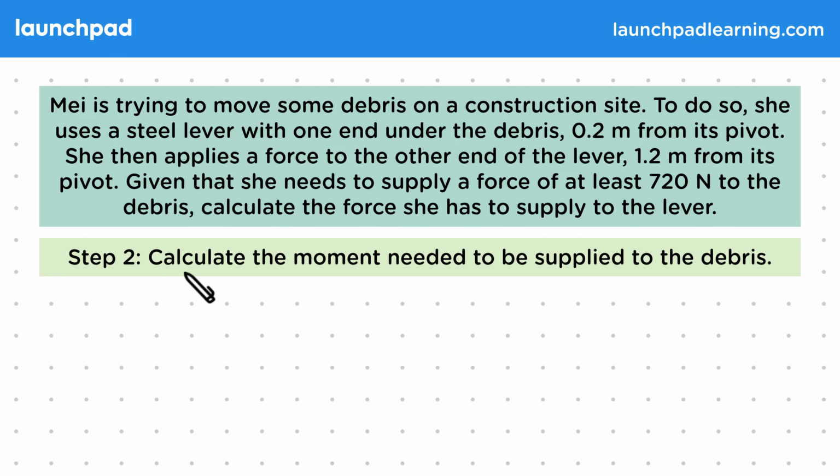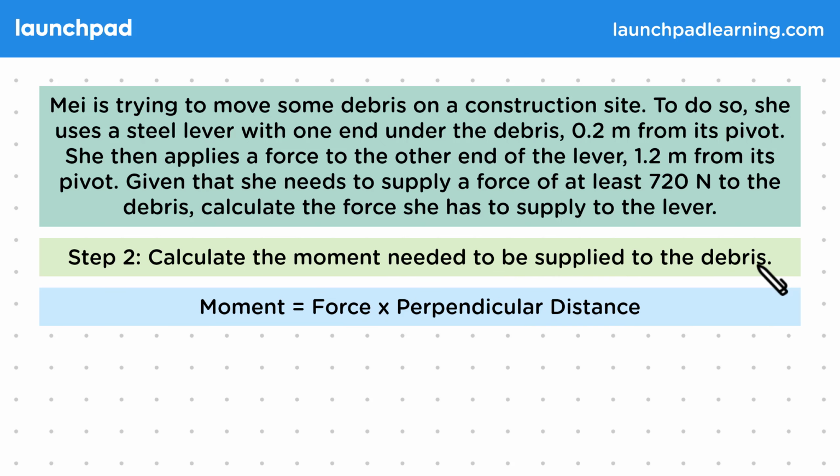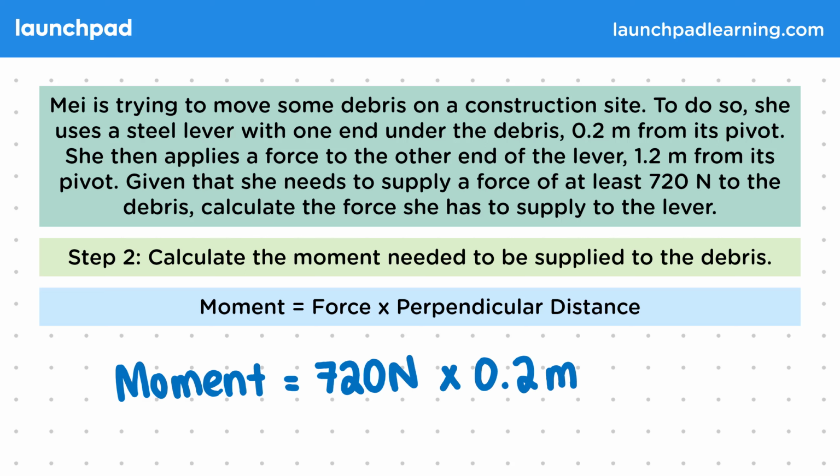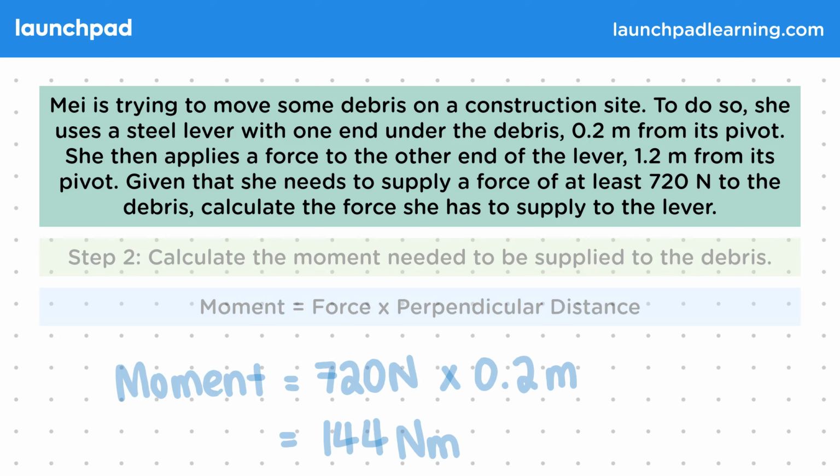For step 2, let's calculate the moment needed to be supplied to the debris. So the moment is equal to the force multiplied by the perpendicular distance. So the moment in this example is equal to 720 newtons multiplied by 0.2 meters. So the moment is 144 newton meters.